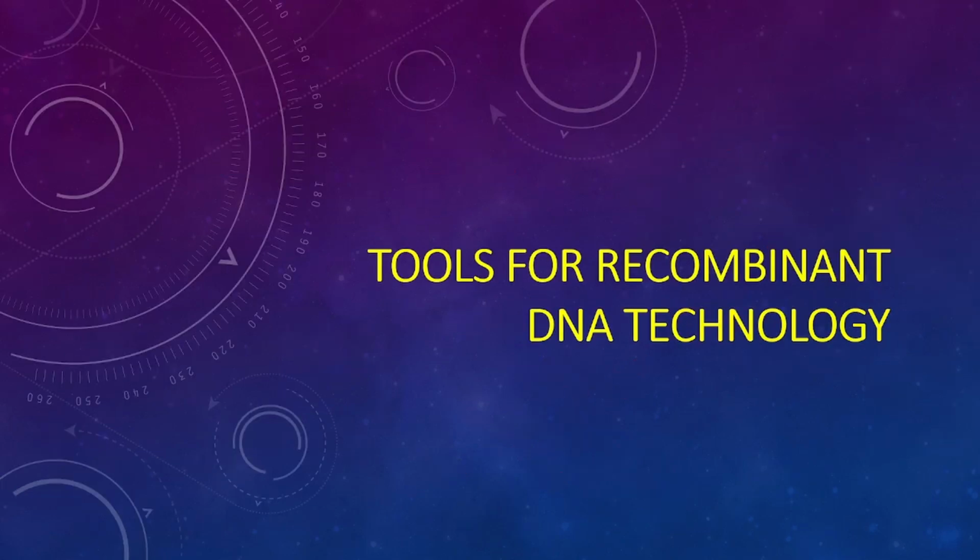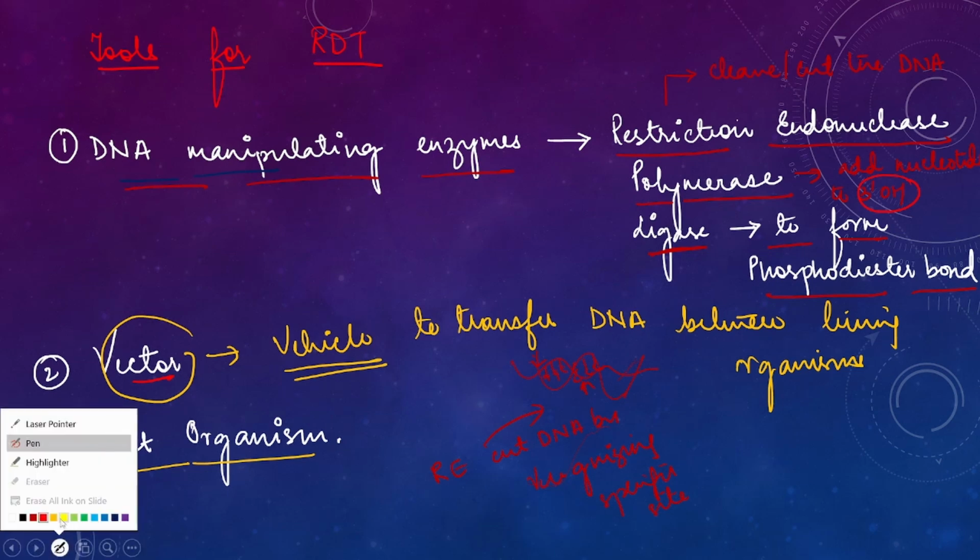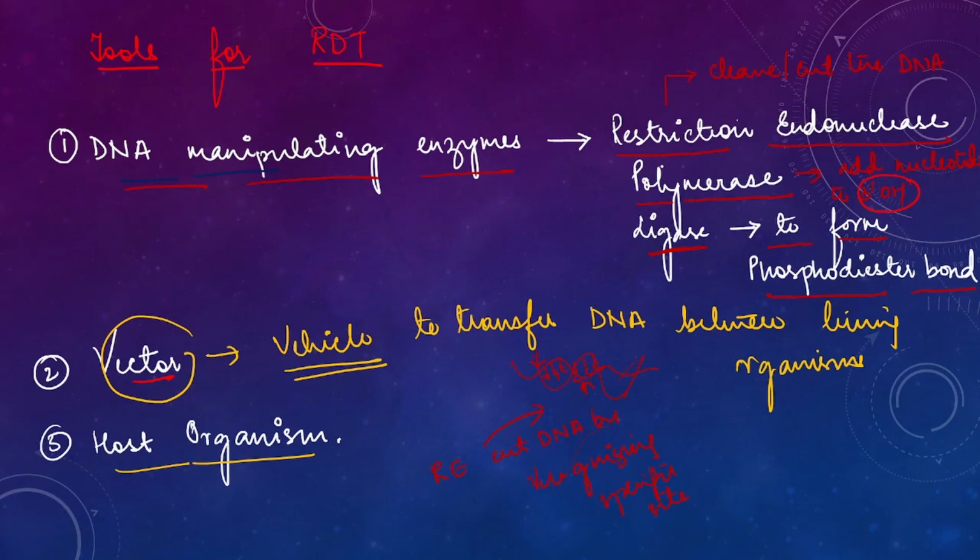Today we are going to discuss tools for recombinant DNA technology. The first important tool is the DNA manipulating enzymes, which includes restriction endonuclease, DNA polymerase, and ligase. Restriction endonuclease cut or clip the DNA at specific sites known as restriction sites or recognition sites. DNA polymerase add nucleotide to the 3' hydroxy end. Then ligase, which helps in the formation of phosphodiester bond.